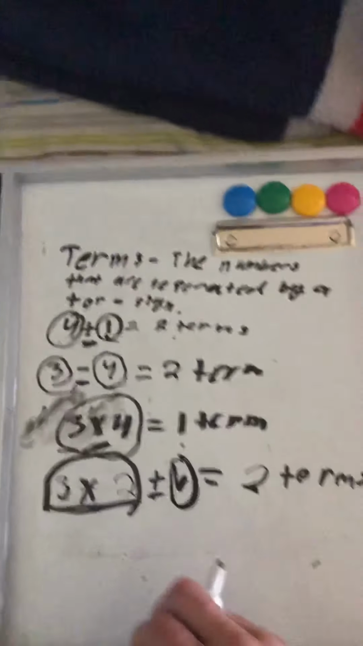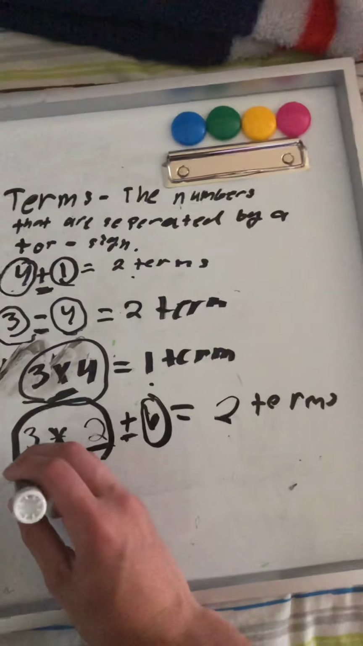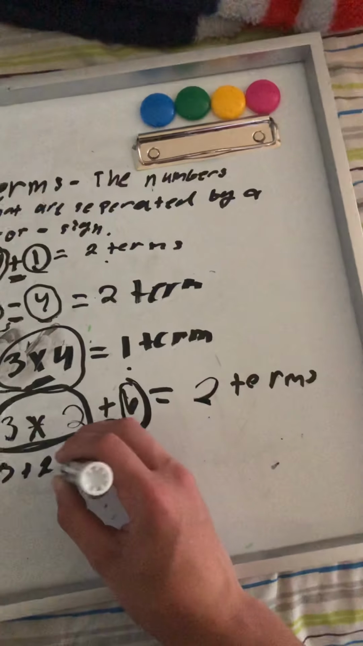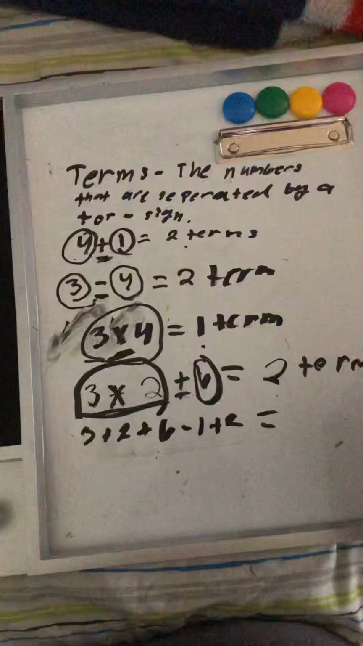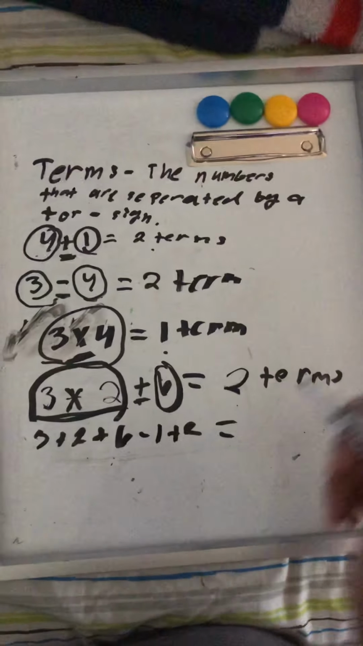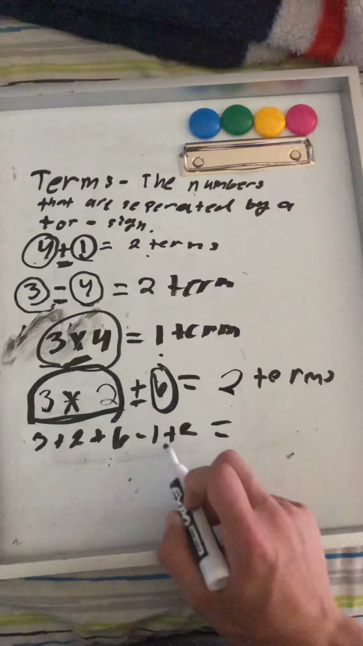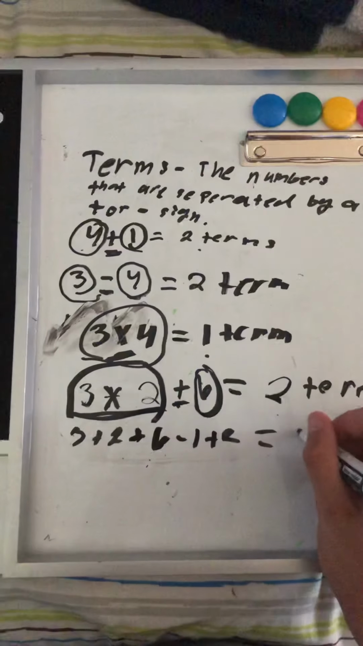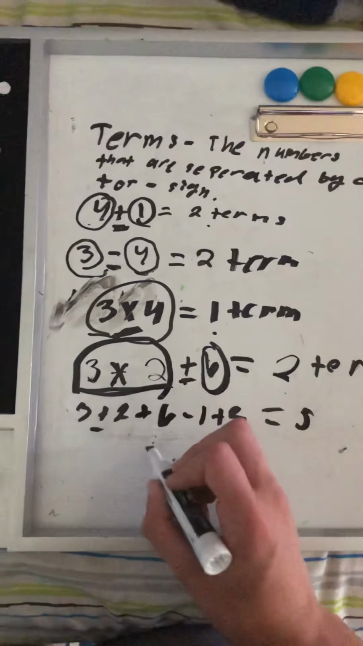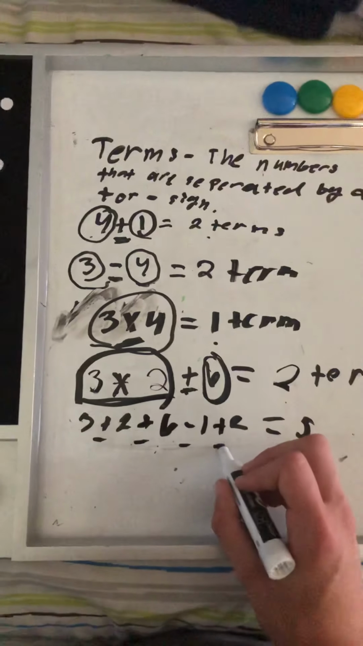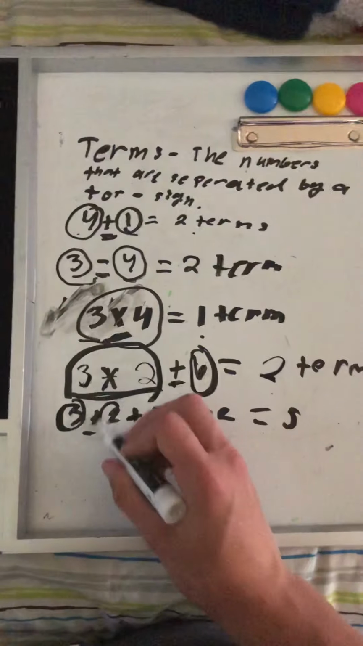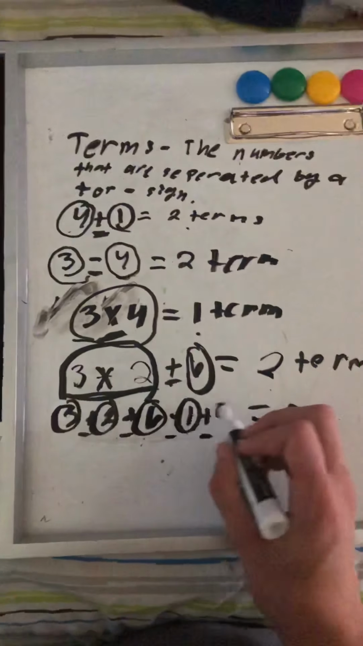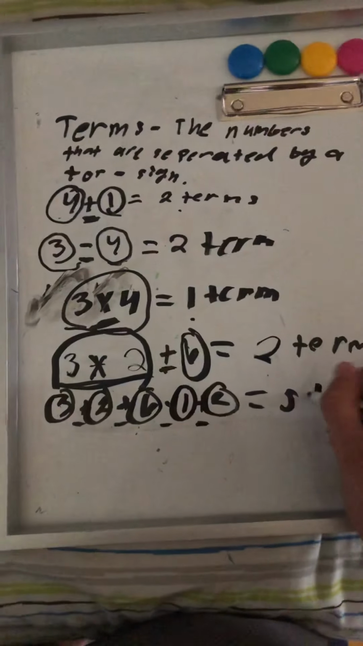Now, there can be more than 1 or 2 terms in a problem. For example, there's 3 plus 2 plus 6 minus 1 plus 2. How many is there going to be in that one? Correct, 5. It's going to be 5 terms because there's 4 plus or minuses, so 1, 2, 3, 4, 5. That equals 5 terms.